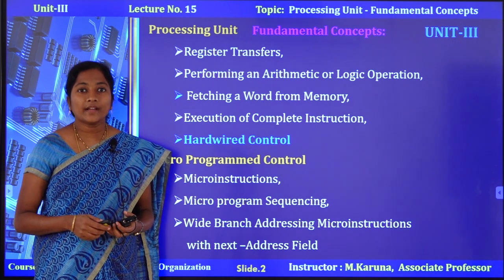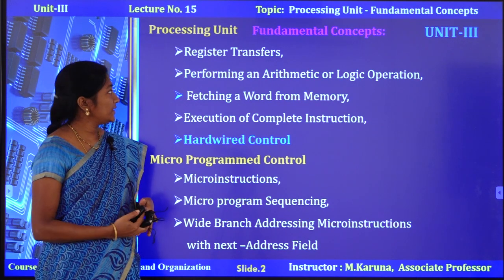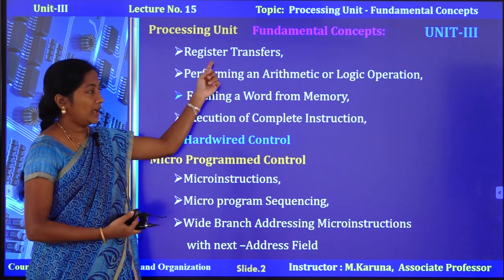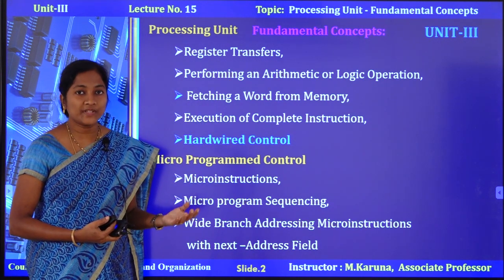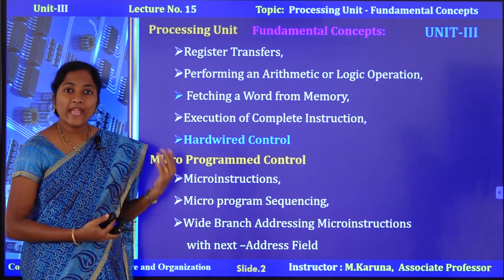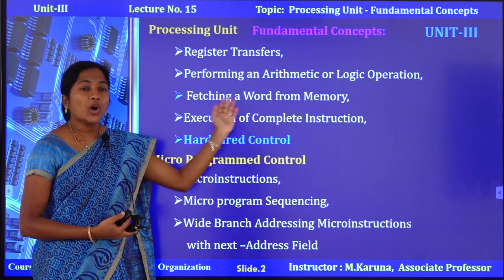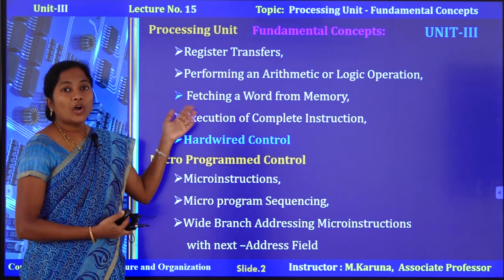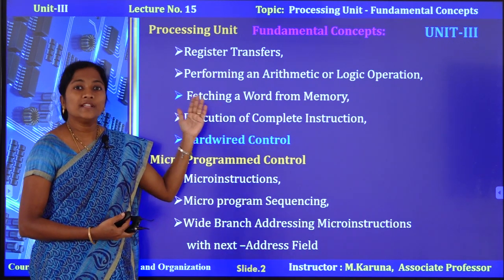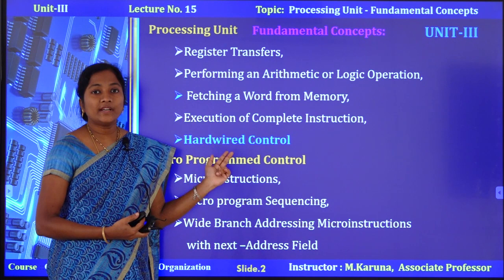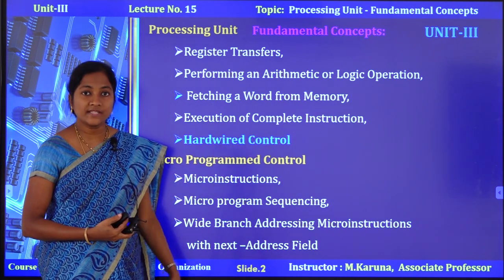Third unit contains the following topics. Register transfers. In this topic, we have discussed how the data transfer takes place between the registers, and also we have seen how the processor performs arithmetic and logic operations, and also we have concentrated on how the processor fetches the instruction code as well as words from memory, and also we have seen the execution of a complete instruction.